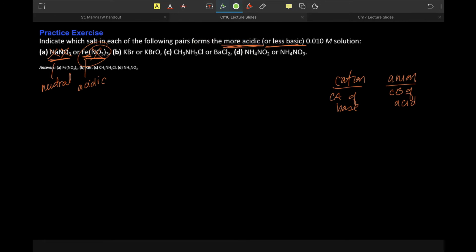Moving along, here we have KBr, same thing, right? K comes from potassium hydroxide, irrelevant. Br comes from HBr, irrelevant, so this would be neutral, right? K, same thing, irrelevant, but the hypobromite ion comes from hypobromous acid, which is a weak acid, which means that this has a tendency to be basic. So the more acidic one is actually going to be KBr, yes?